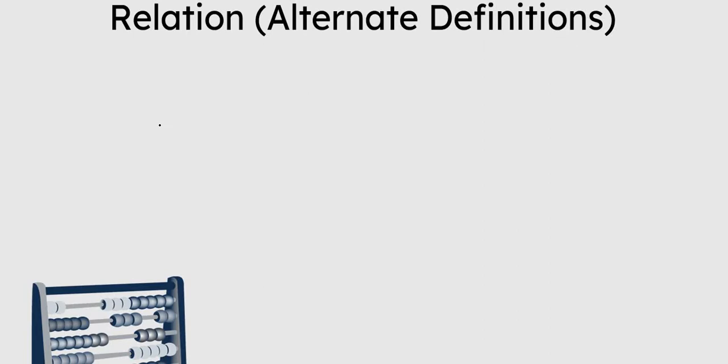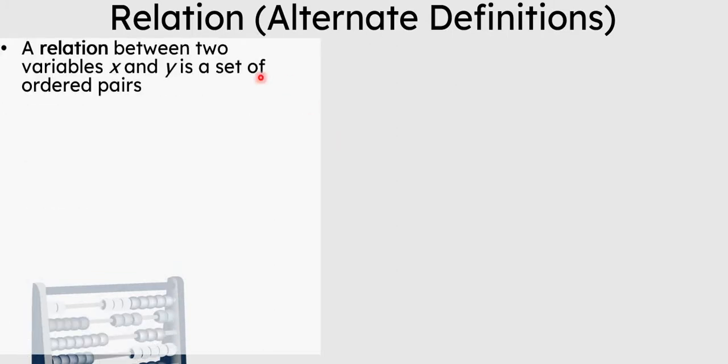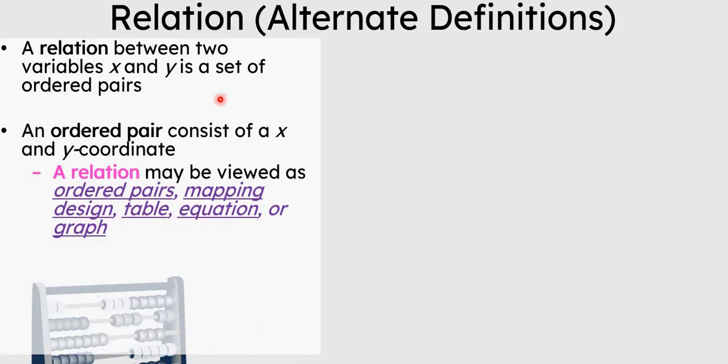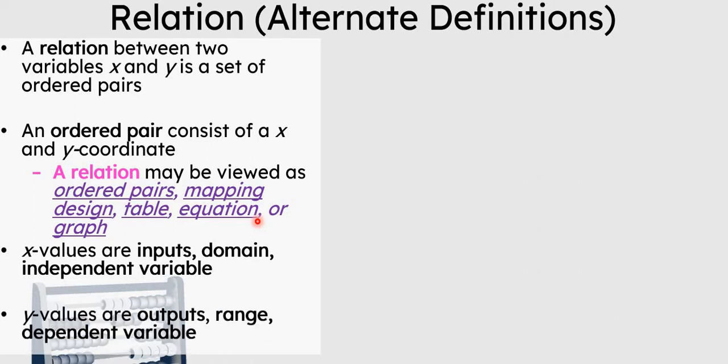Now, let's make it easier for us to understand. When we say a relation, it's a set of ordered pairs. So, an ordered pair consists of an x and y coordinate, as we learned in the rectangular coordinate system, and the relation can be viewed as a set of ordered pairs, a mapping diagram, a table, an equation, or a graph, wherein the x values are the inputs or the domain, while the y values are the outputs or the range.